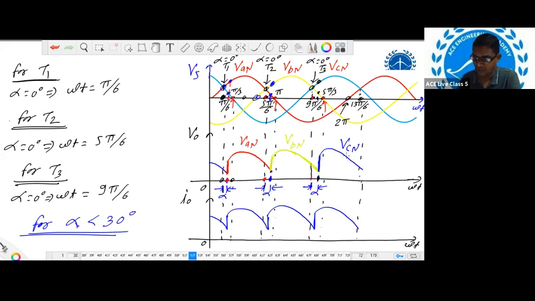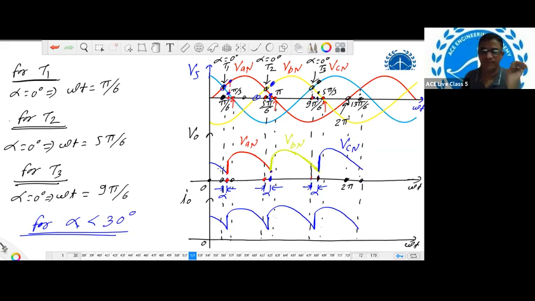Again, the important thing you can check: 2 pi means this instant. 2 pi is like the 0 only, since 2 pi means one complete cycle of the supply. So whatever waveform we have from 2 pi to 13 pi by 6, the same waveform will appear from 0 to this instant. Are you getting the point?